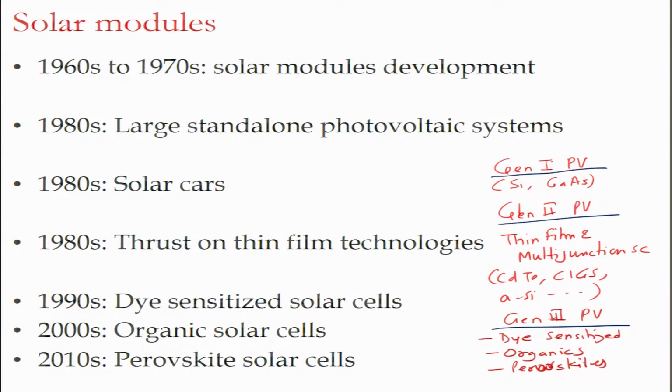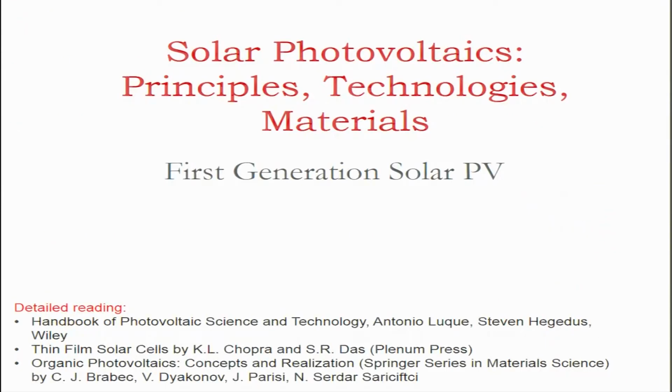We will first look at some of the aspects of Gen 1 solar cells and material issues, technology issues, design issues. Then we will move on to Gen 2 PV, which is mainly thin film silicon, thin film solar cells and multi-junction solar cells. And finally, we will look at the issues and materials related to the dye sensitized, perovskites and organic solar cells. Okay. So this is the order in which we will go now in this course.